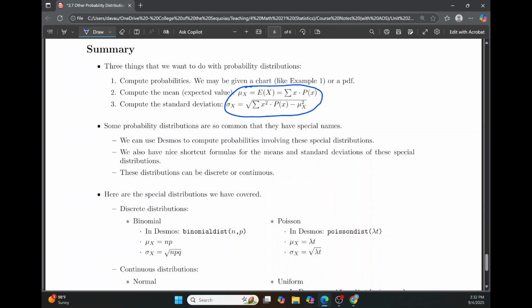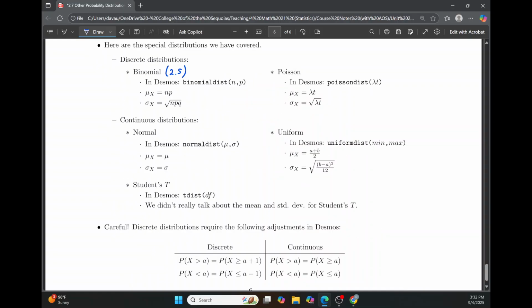Here are the special kinds of distributions that we covered in this section, or that we've covered in the past. For discrete distributions, we talked in 2.5 about the binomial, and then in this section, 2.7, we talked about the Poisson. Those are both examples of discrete distributions, and we can compute probabilities in Desmos using those distributions. We also have shortcut formulas for their means and standard deviations.